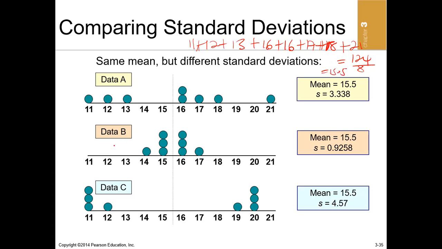Again, in data B, if I pick 14 plus 15 plus 15 plus 15 plus 16 plus 16 plus 16 plus 17, there are also 8 figures. If you add them, you are going to get 124. If you divide by 8, you get 15.5. Then use the same idea for C: 11 plus 11 plus 11 plus 12 plus 19 plus 20 plus 20 plus 20. You are still going to get 124. If you divide it by 8, because there are 8 figures, the average will be 15.5.